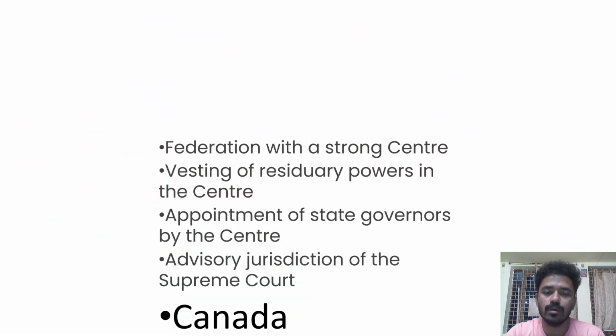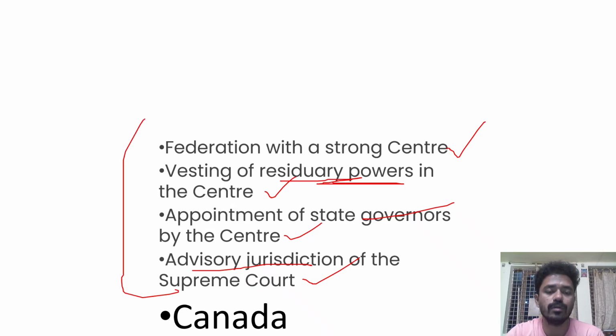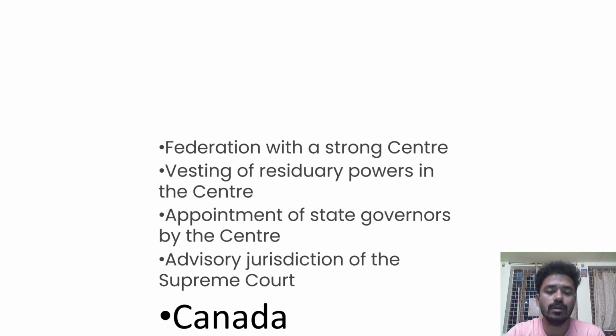One, federation with a strong center, vesting of residuary powers with the center, and next, appointment of state governors by the center, and next, advisory jurisdiction of the Supreme Court. The Supreme Court has advisory jurisdiction. All these things are borrowed from the Canadian Constitution. And next one, you see here it is mentioned, federation.